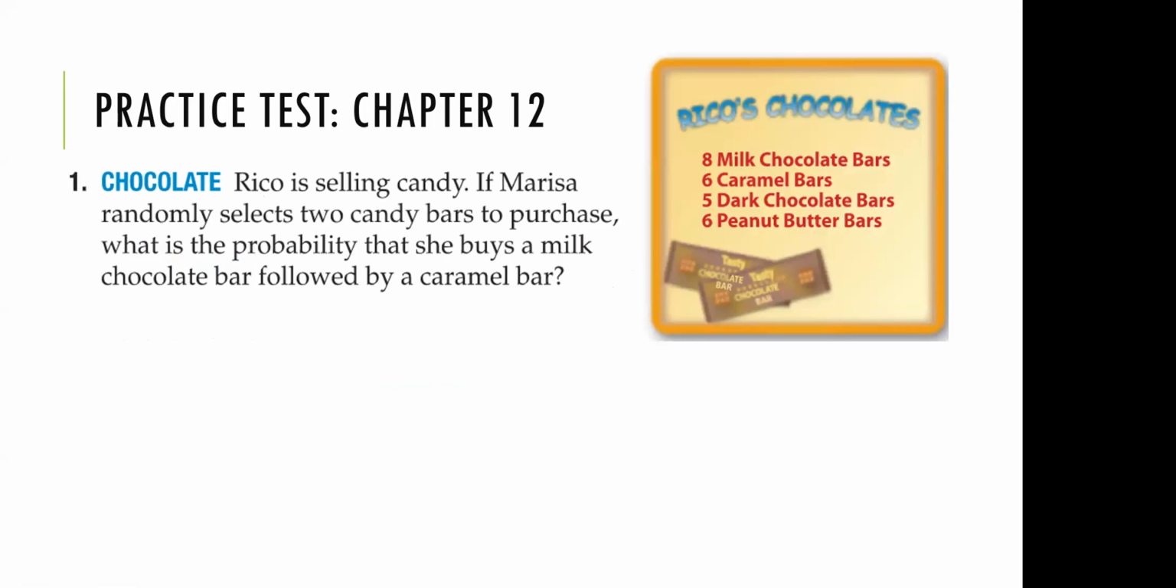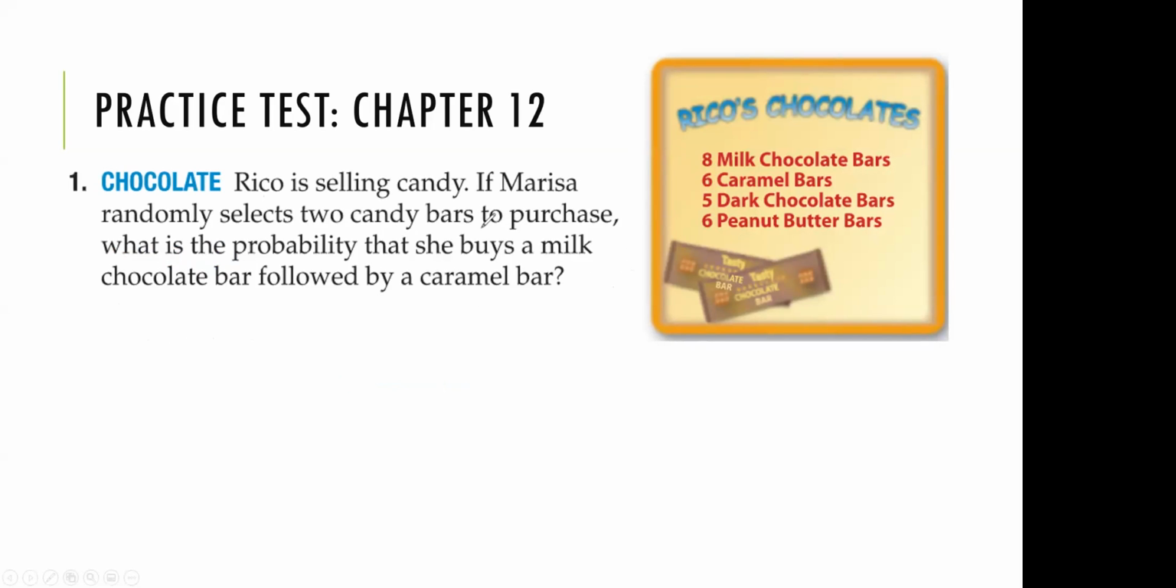Problem number 1 says Rico is selling candy. If Marissa randomly selects 2 candy bars to purchase, what is the probability that she buys a milk chocolate bar followed by a caramel bar? So we're being asked about probability. We're going to divide the number of favorable outcomes by the number of total outcomes.